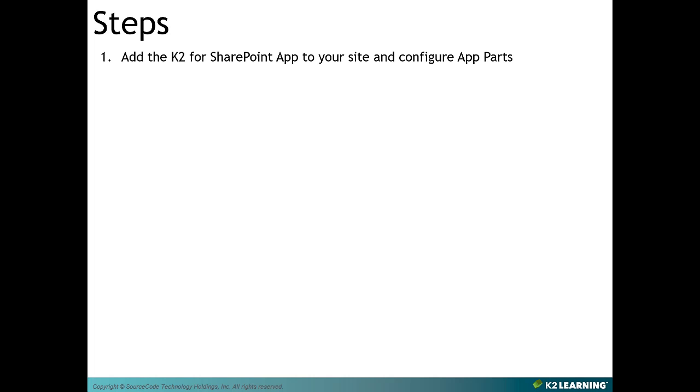When you want to create a K2 app with a SharePoint list or library, one of the first things you may need to do is add the K2 for SharePoint app to your site and optionally configure the app parts on one of your web part pages. This step may have already been performed on your site, so if that's the case, you can skip ahead to the next step. Keep in mind that if you have created a subsite and want to build K2 apps within it, you'll need to follow these steps to add the K2 for SharePoint app to that site.